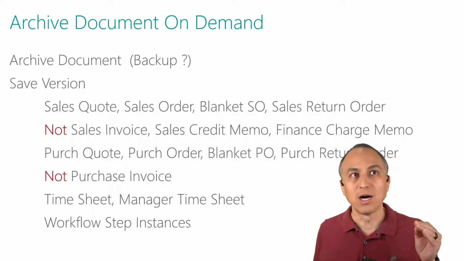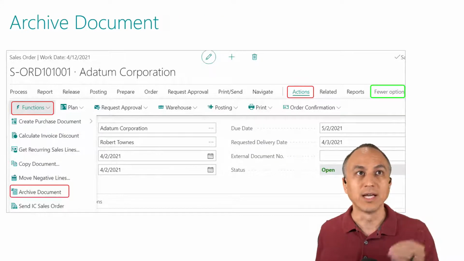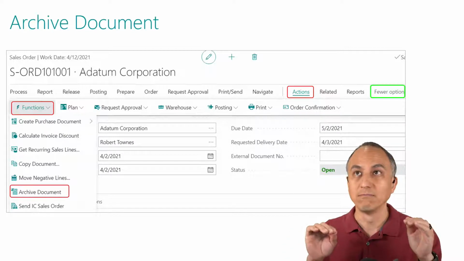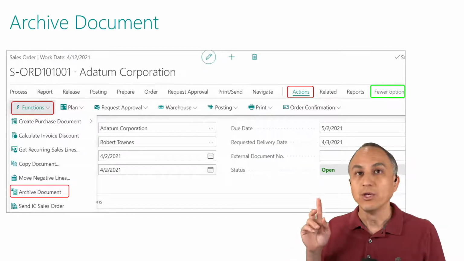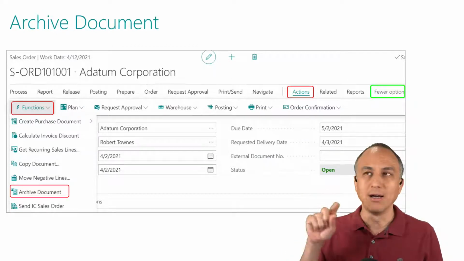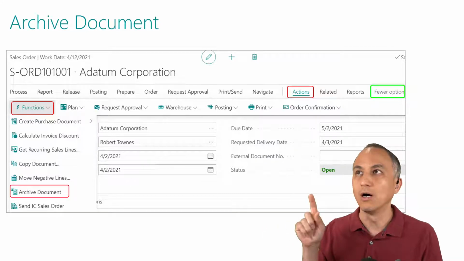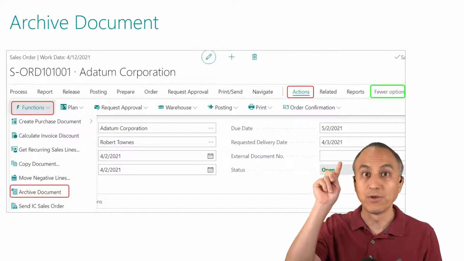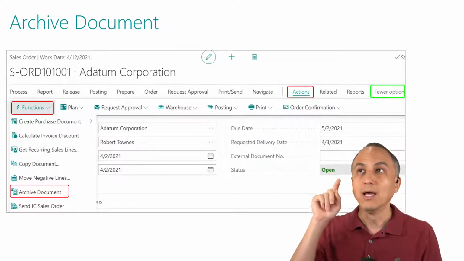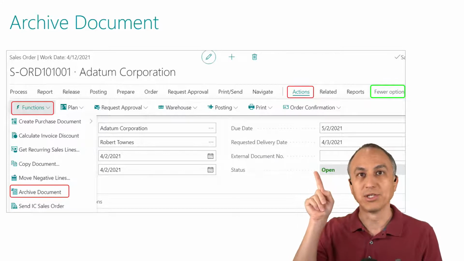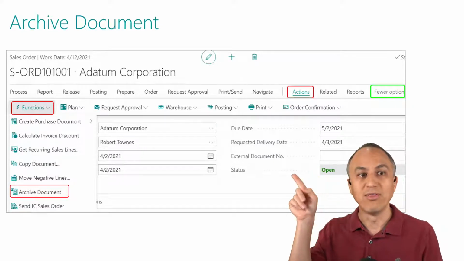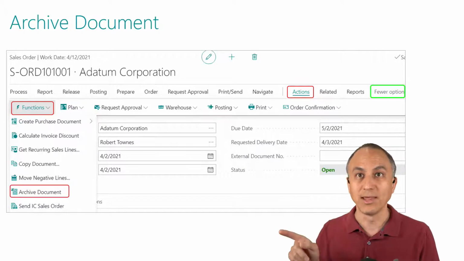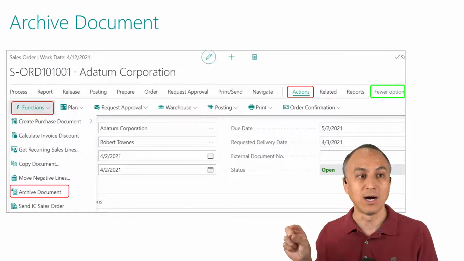And so archive document on demand, what does that look like? Well, when you're in one of those documents that does have the archive feature available, you have to click on the action bar, or whatever it's called. You have to click on more options to expand it, and it'll show fewer options. That's when it's going to be available. And what you're looking for is the actions button, and then that'll expose functions. And under functions, if you dig under that menu, you will see archive document.